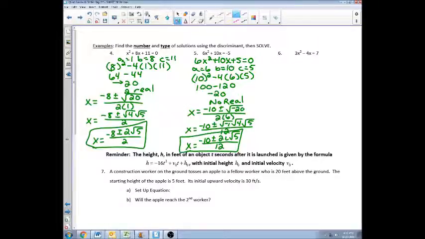On to number 6. I would have 3x squared minus 4x minus 7 is equal to 0, because I have to set it equal to 0. My a is 3, my b is negative 4, and my c is negative 7.